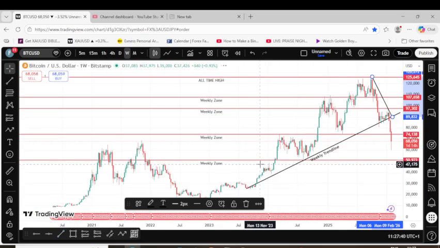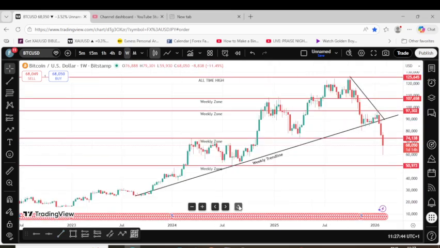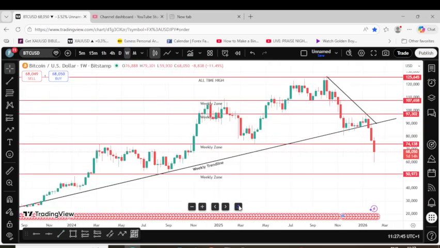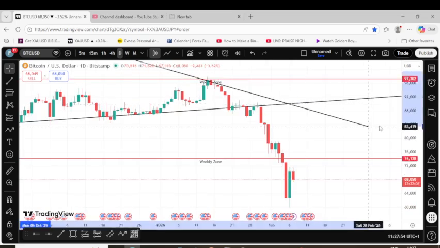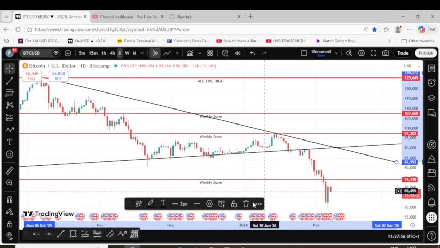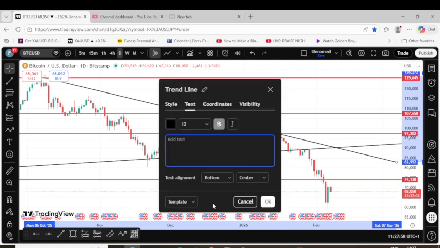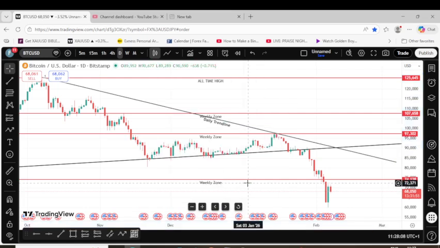Okay, so look at this, but I will choose to draw it out on the daily time frame. So this is going to be my daily trend line, and it's going to be great.